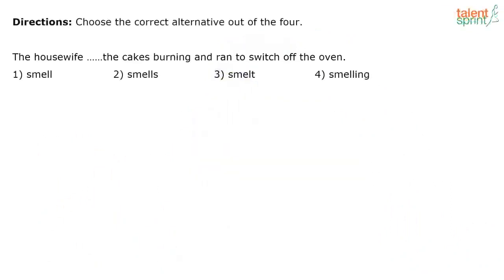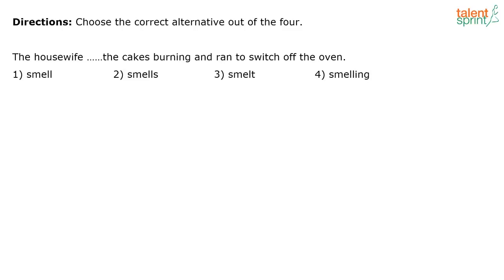Let's move on. The housewife dashed the cakes burning and ran to switch off the oven, however you pronounce it. Smell, smell, smelt, smelling. This is an easy one. If you look at my options, it's all about either subject verb agreement or tense concept, right? Because I have the present tense, the past tense, the present continuous tense, and then I have singular subject, singular verb, and plural verb. So what are you going to pick? What is the context? What are you going to lean on?